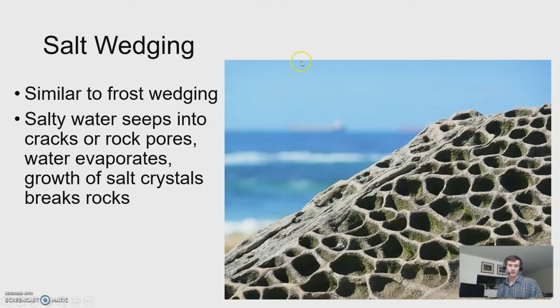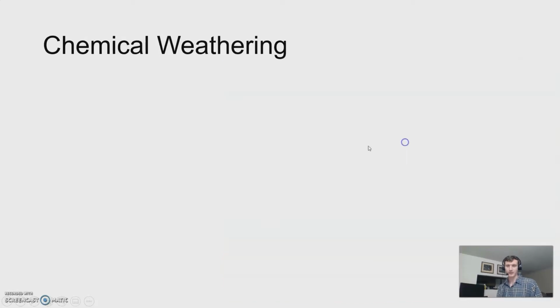You can also have something called salt wedging. So this is kind of similar to what we talked about with frost wedging. You have salty water, which is deposited inside cracks in the rock. Water evaporates and salt crystals are left behind. And as those crystals form, they push outward on the rock and break it. And it leaves you with this sort of terrifying pattern like this, or maybe not. It actually looks very, very vesicular, though keep in mind this is a different process than what we see with igneous rocks.